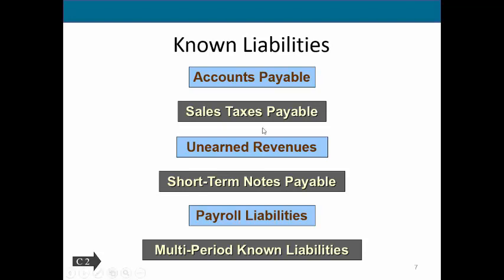So some examples are accounts payable, sales taxes payable, unearned revenue, short-term notes payable, payroll liabilities, and then multi-period known liabilities. And we'll look at all of these as we move on. Some of these are not new, but some of these we're going to add some additional things to. For example, we'll spend a lot of time on payroll liabilities because there's a lot of additional taxes and things that go into payroll. It's not simply looking at salary.